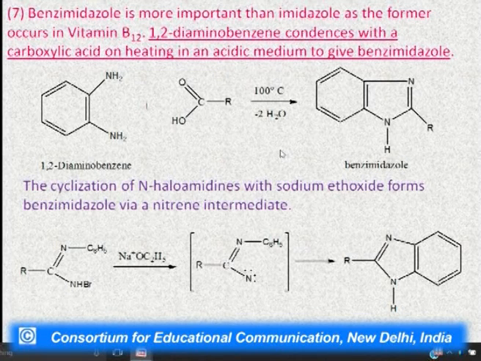The cyclization of N-haloamidine with sodium ethoxide also forms benzimidazole, which proceeds via a nitrene intermediate. First of all, the nitrene intermediate is formed, which, since it is a reaction intermediate, has low stability; it is almost unstable, and it immediately converts into its higher member, that is benzimidazole.